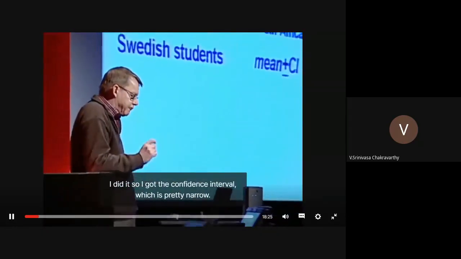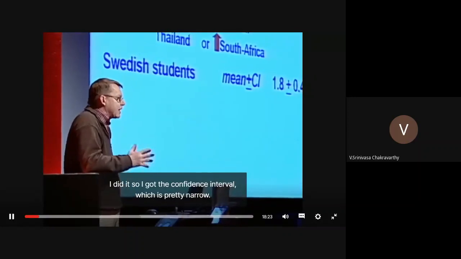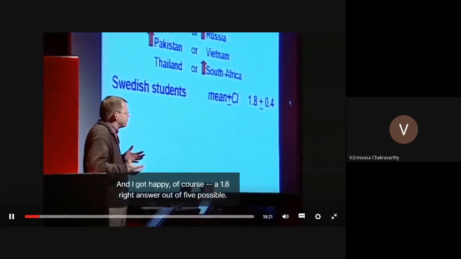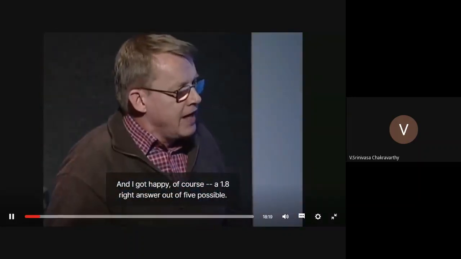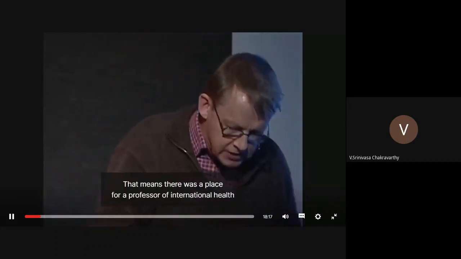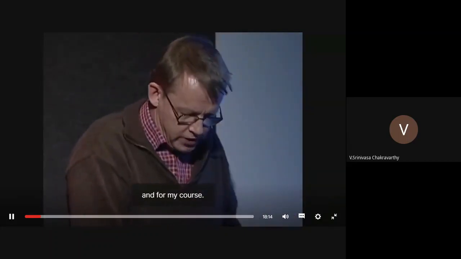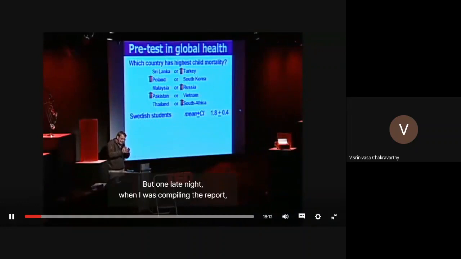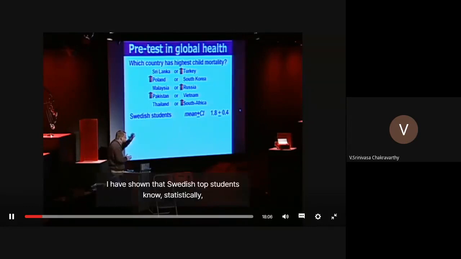I did it so I got a confidence interval, which was pretty narrow, and I got happy, of course. I had 1.8 right answers out of 5 possible. That means that there was a place for a professor of international health and for my course. But one late night, when I was compiling the report, I really realized my discovery. I have shown that Swedish top students know statistically significantly less about the world than the chimpanzees.